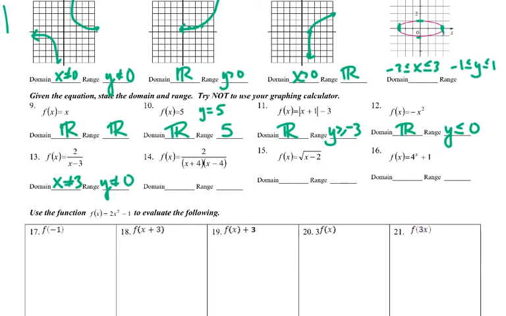Next one is rational, so we're looking at the denominator to say that x is not allowed to be -4 or 4. And then the range is not going to be allowed to be 0, of course, because the numerator is 2, and you can only have 0 in a fraction when the numerator is 0.